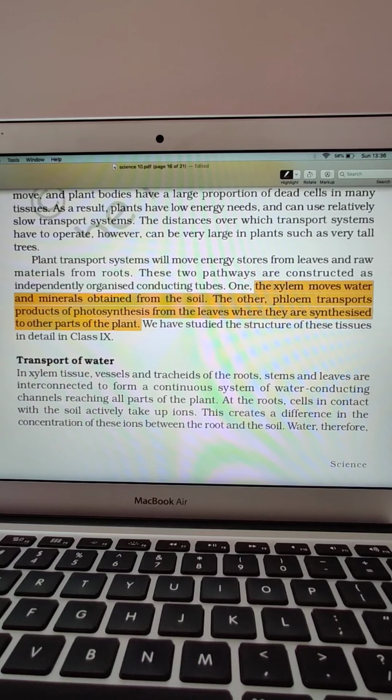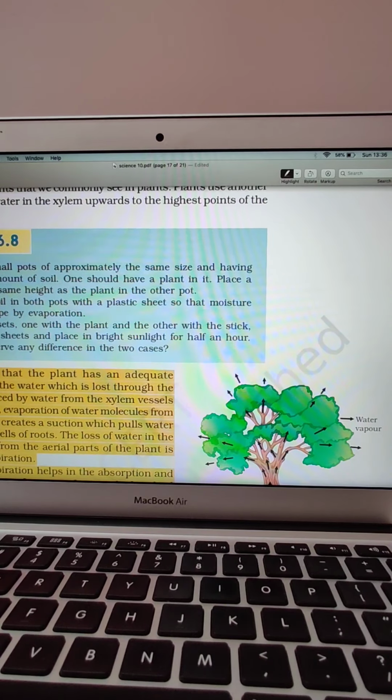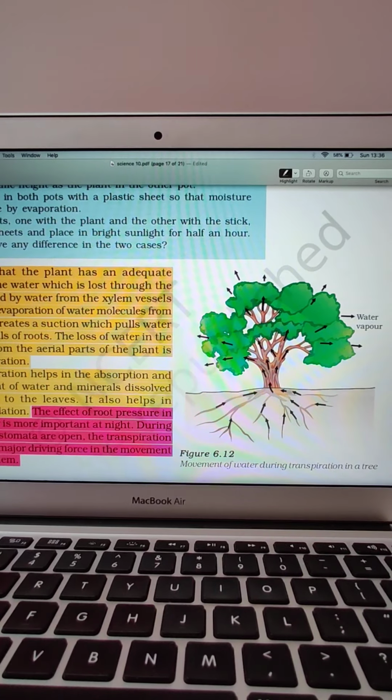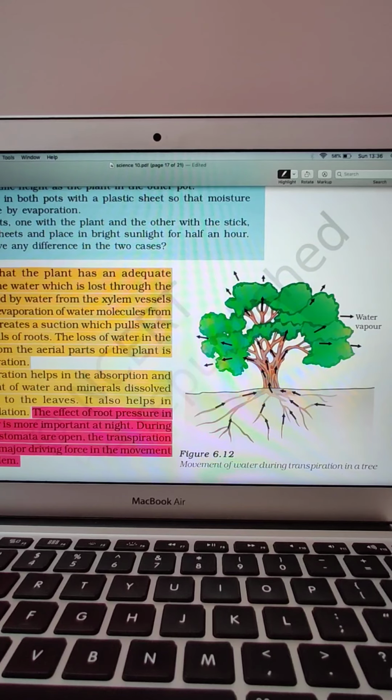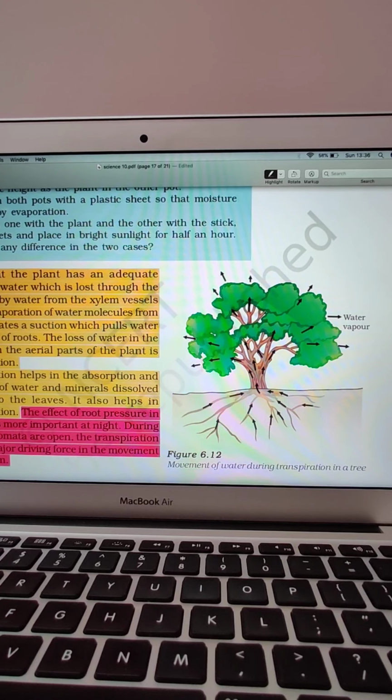Coming to the ascent of sap, what does it mean? We call it ascent, meaning going from smaller to bigger, ascending order, as you have all studied. Ascent means climbing upward, and sap means what? Liquid.